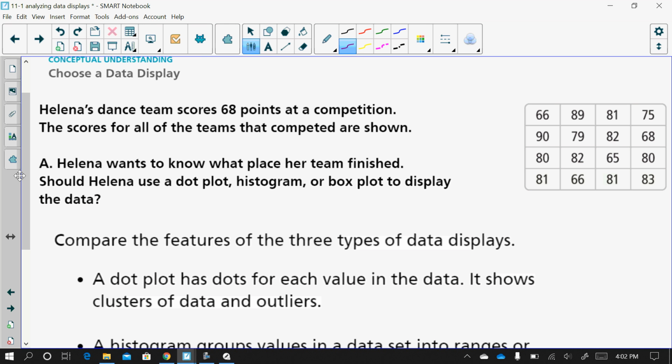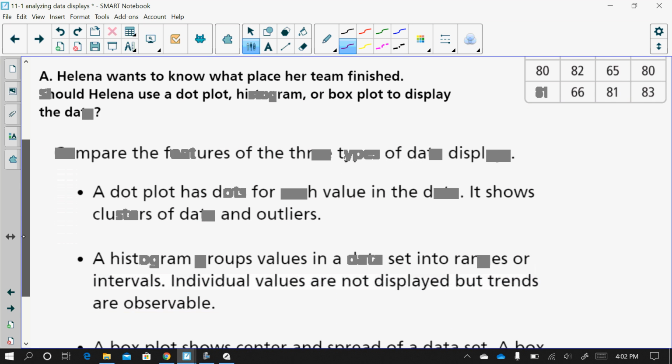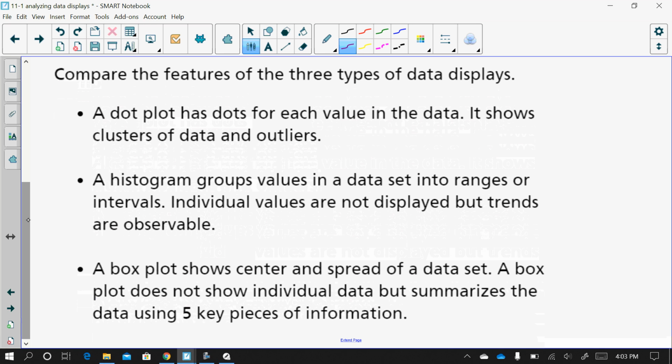Well, let's think about the three types of data displays we talked about. A dot plot has dots for each value in the data. It shows clusters of data and it might show the outliers. A histogram groups values of a data set into ranges or intervals. Individual values are not displayed, but trends are observable. And then a box plot shows the center and the spread of a data set. A box plot does not show individual data, but summarizes the data using 5 key pieces of information.